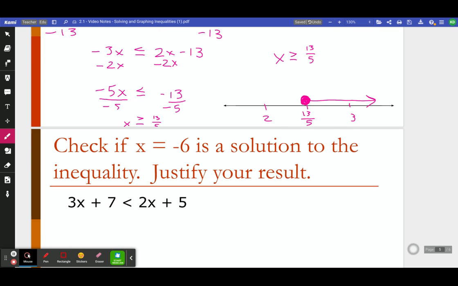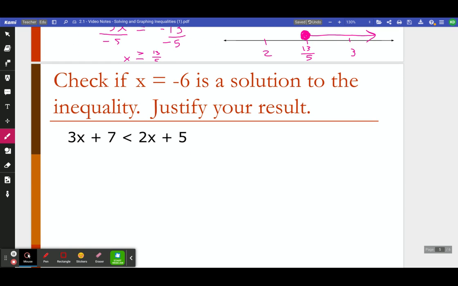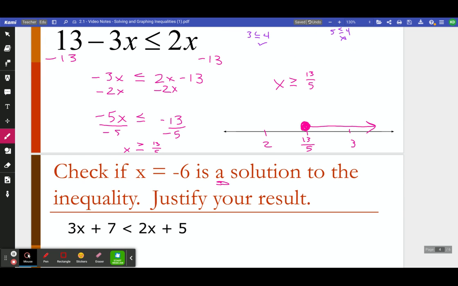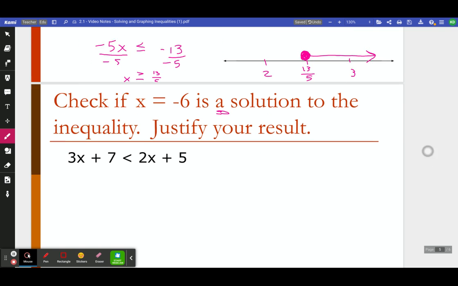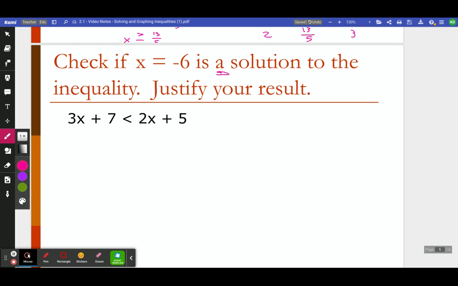So the next thing we're going to do here is check to see if negative 6 is a solution to the inequality. So remember, these have infinite solutions, right? If I look at my previous examples, anything greater than 13 fifths, there's an infinite number of possibilities that are going to make this inequality true. So we are just checking one possible solution, right? So we're just checking if negative 6 is one of the solutions that makes this true.